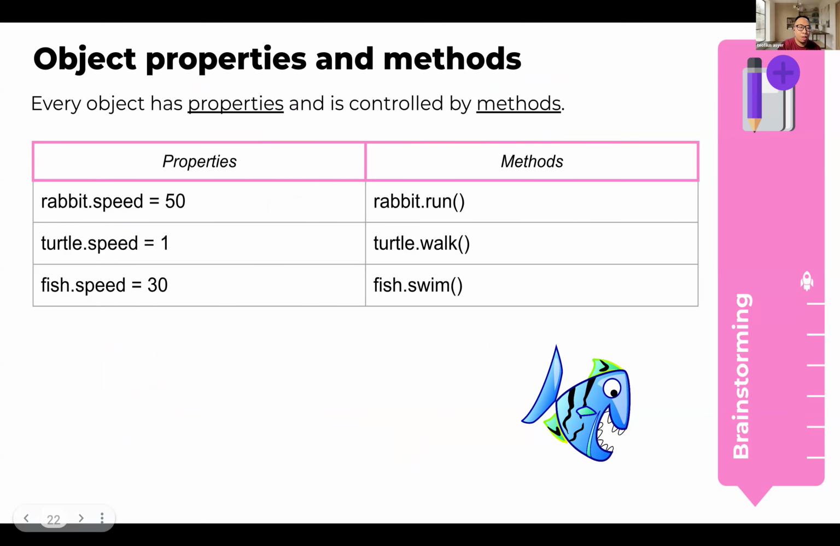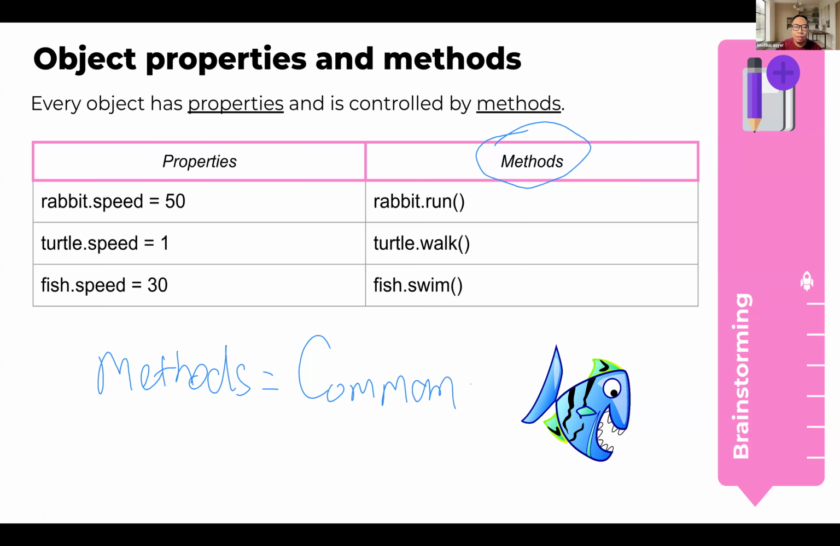Let's continue with the methods. After we already know about properties, methods on the other side are just commands. The commands to do anything that you want. For example, you can tell your object to run, to walk, and to swim. In Python, if you want to give it commands to execute something, or to change the data types, or to ask questions, you can call them methods. You get it?